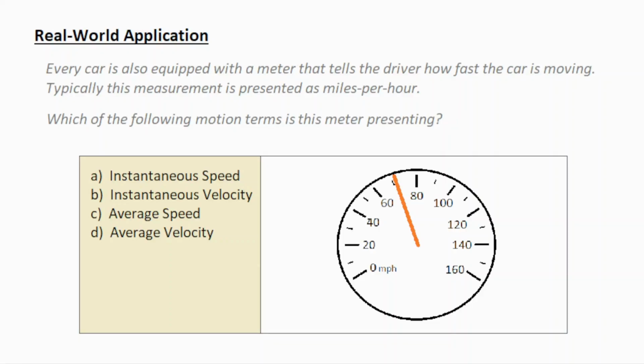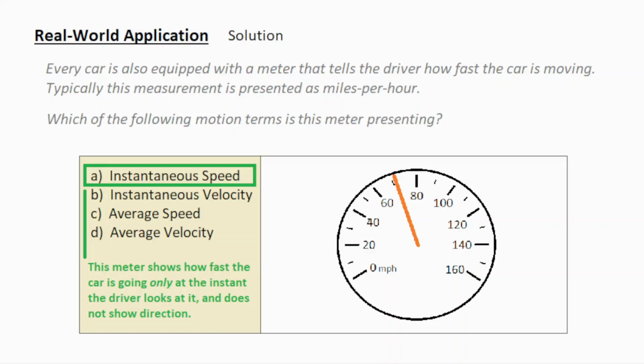Well, this meter is telling the driver how fast the car is moving at one instant of time when the driver looks, and is not calculating how fast the car is moving over any time interval. So I would have to rule out both of choices C and D. This meter also has nothing to do with direction. It is only about how fast the car is moving. So I would be choosing choice A, instantaneous speed. It is focused only on how fast and only at the instant the driver looks.